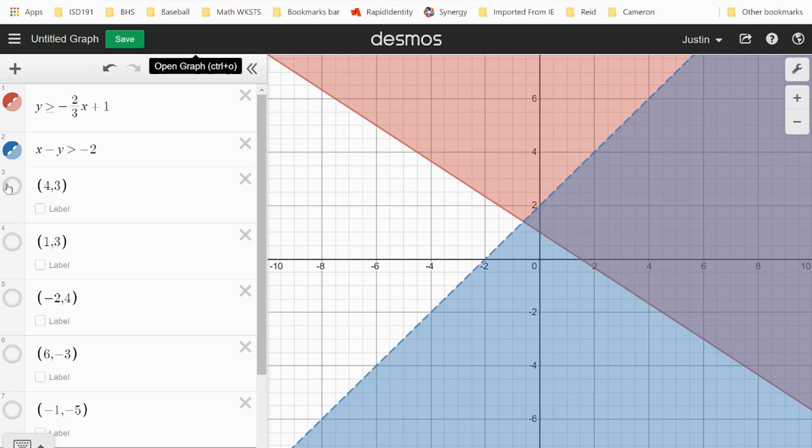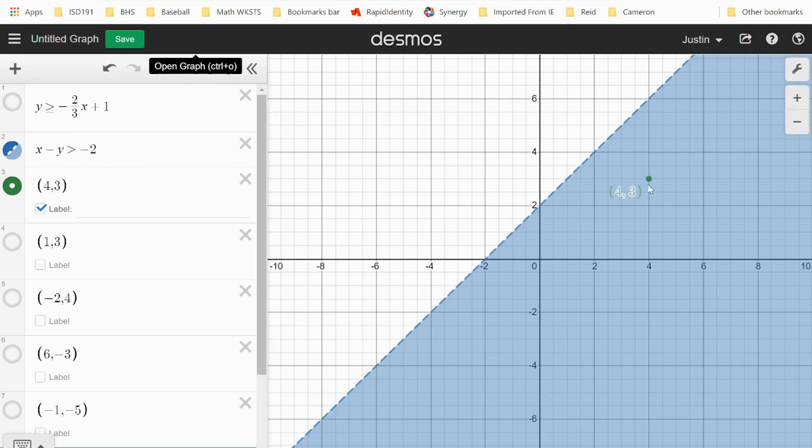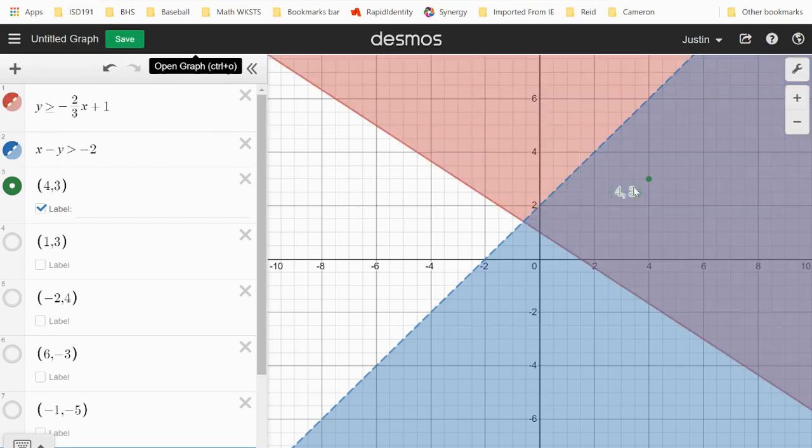So let's start with (4, 3). We've got a green dot. There it is. Let's actually label that. And we can see that (4, 3) appears where the red and the blue overlaps. Maybe it's easier to show one at a time. It certainly is a solution to the red inequality, and it is also a solution to the blue inequality. Okay, so it is a solution to that system then.